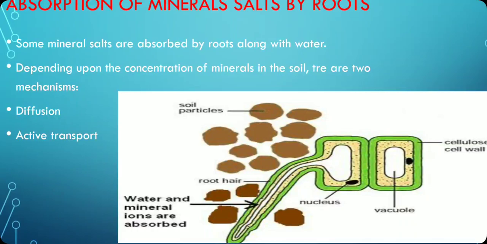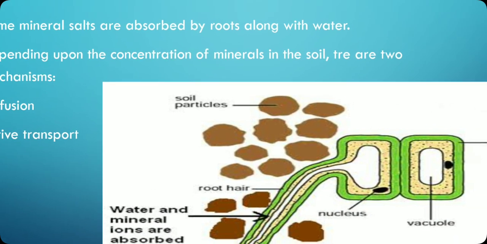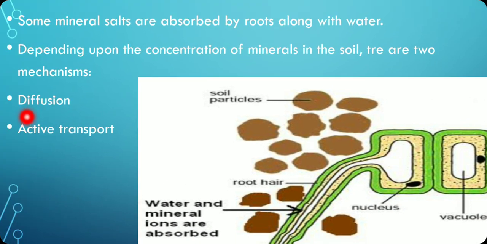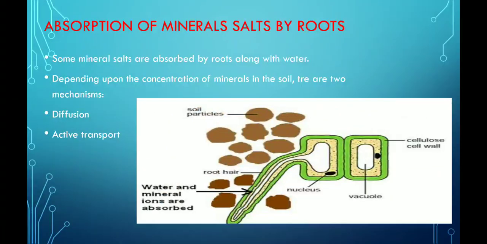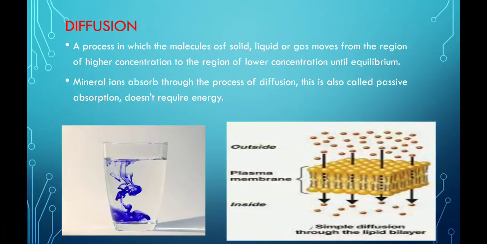But this is not absorbed only by the process of osmosis, because some of the mineral ions are not soluble, or they have a low concentration in the soil. Then how does the absorption take place? So there are two processes. First one is diffusion and second one is active transport. Let me show you what is diffusion.